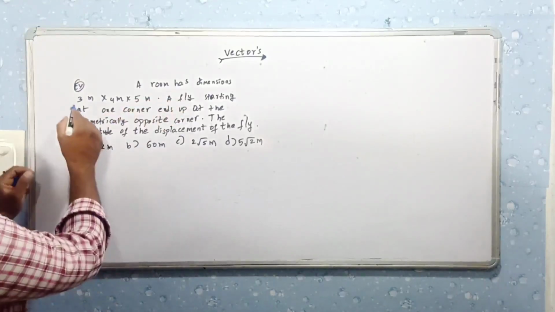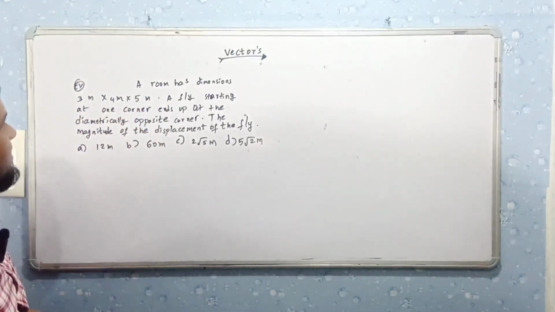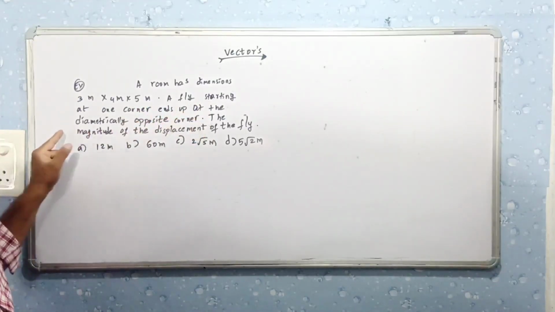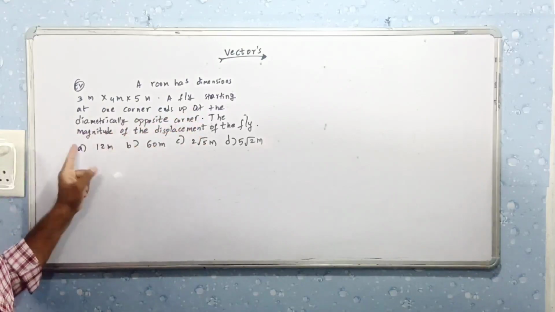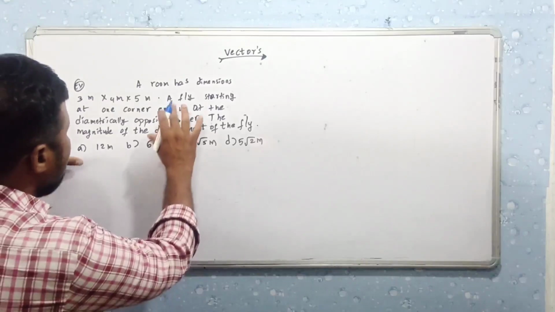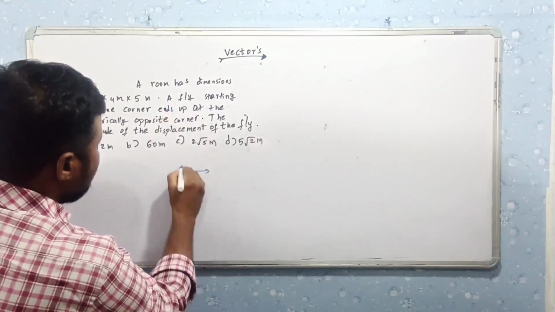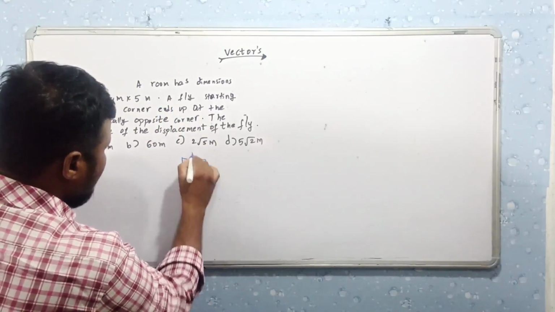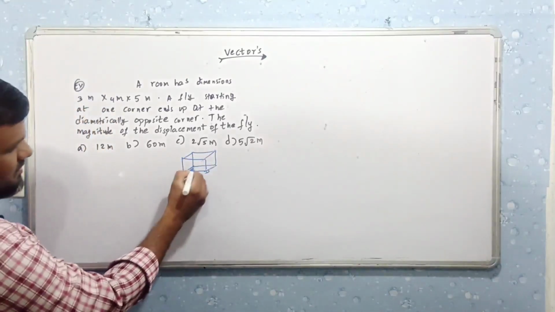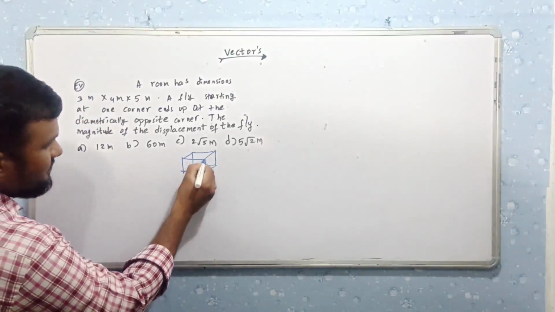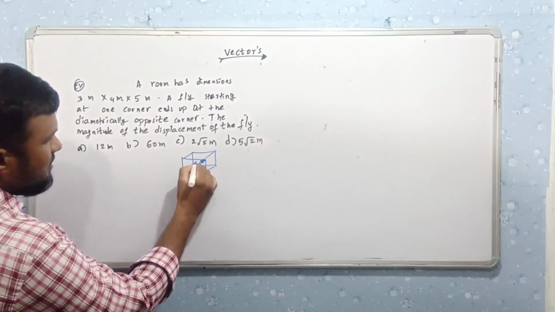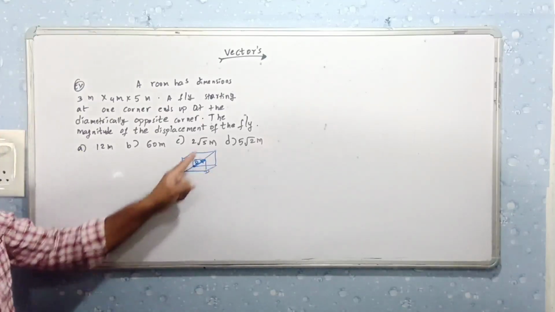A room has dimensions 3 meter, 4 meter, 5 meter respectively. A fly starting at one corner ends up at the diametrically opposite corner. The magnitude of the displacement of the fly you have to find. According to given data, you can observe this is the room, cubical shape. Suppose the fly starts here and winding up ends here. So we want to find this displacement r bar.